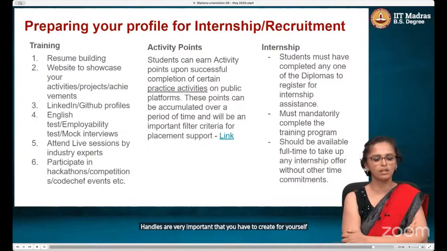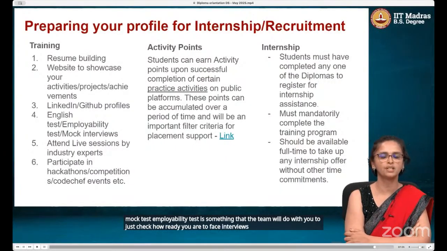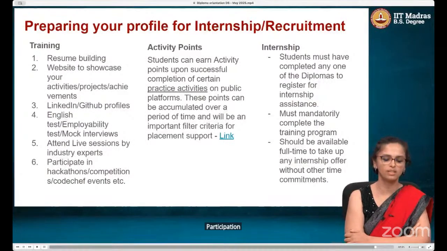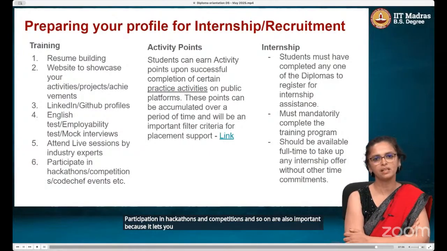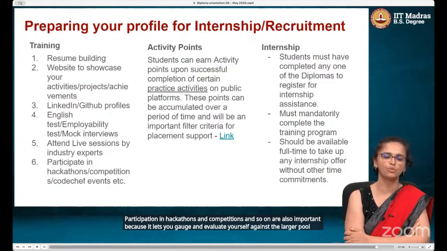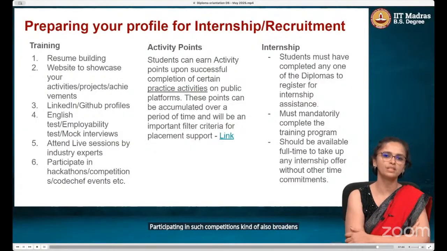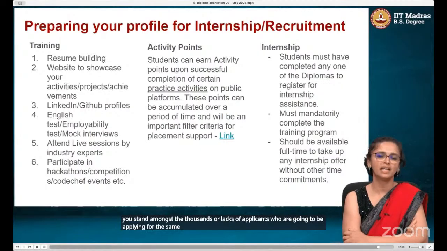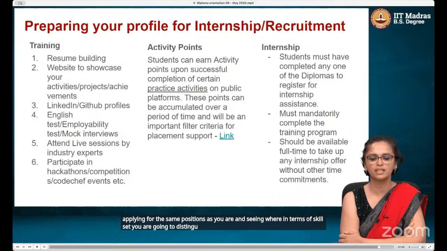English test, mock test, employability test is something that the team will do with you to check how ready you are to face interviews for internships or recruitment much later on. Participation in hackathons and competitions is also important because it lets you gauge and evaluate yourself against the larger pool that is out there. Participating in such competitions also broadens your horizon on where you stand amongst the thousands or lakhs of applicants who are going to be applying for the same positions as you, and seeing where in terms of skill set you are going to distinguish yourselves from them. So that is something that's there.